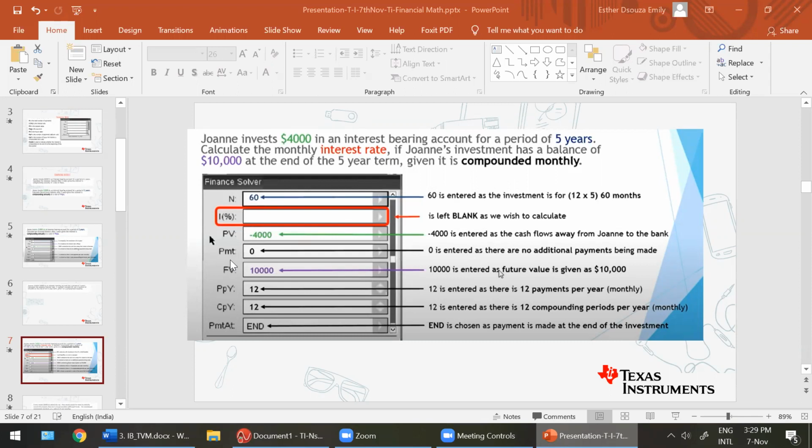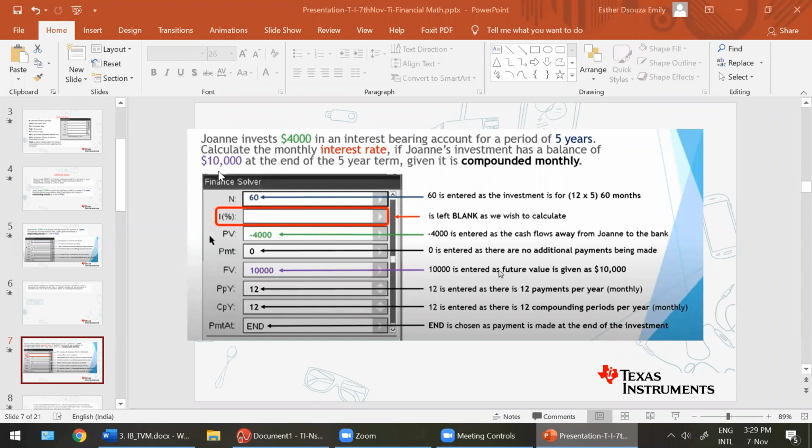Over here, the payments made, any additional payment made, was zero because you were not given any information here about the fact that Joanne would invest money monthly or six-monthly or quarterly, half yearly, and so on. Now, 10,000 is entered as a future value, correct?